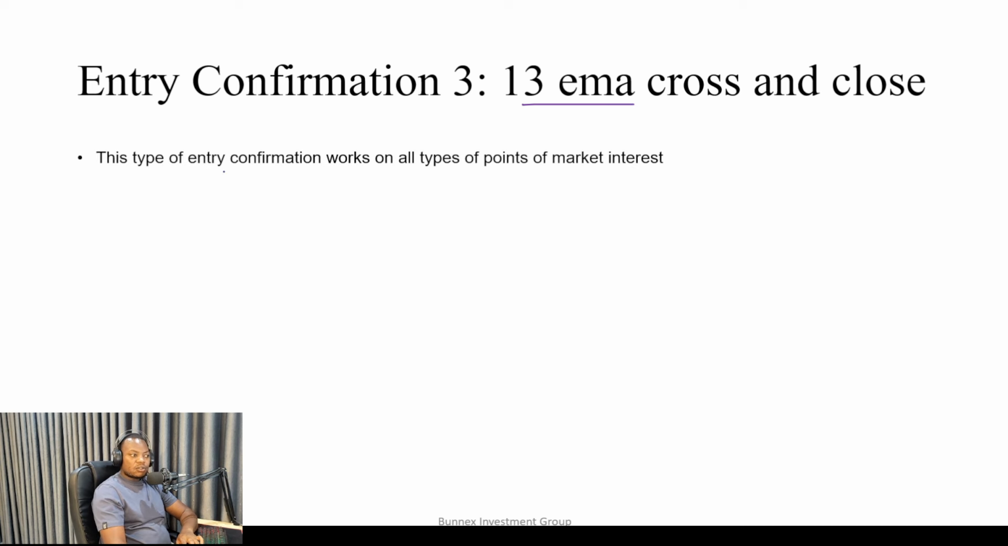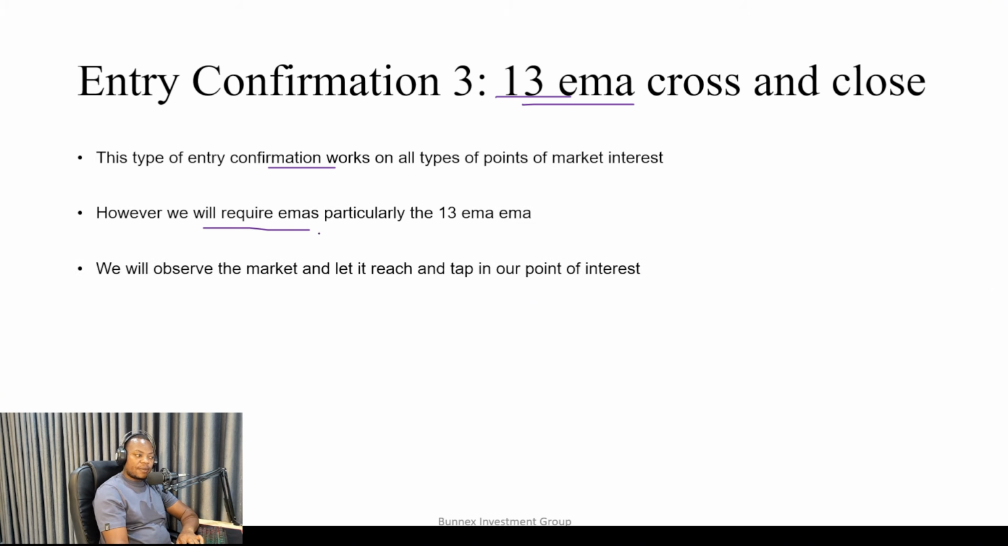This type of entry confirmation works on all types of points of market interest. It might be the ones that have a trend line. It might be any type of entry confirmation. You can use the 13 EMA cross and close. However, we will require EMAs, particularly the 13 EMA, and we'll observe the market and let it reach and tap into our point of interest.